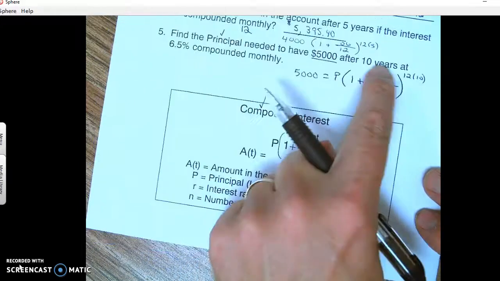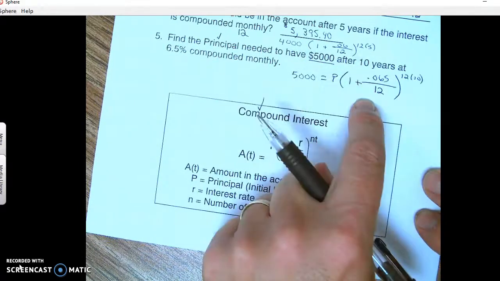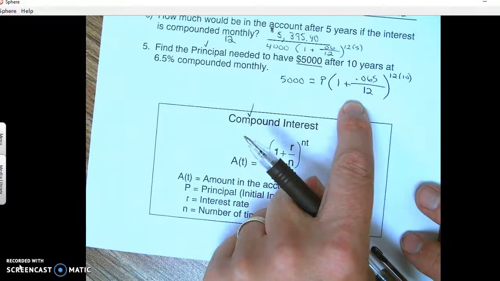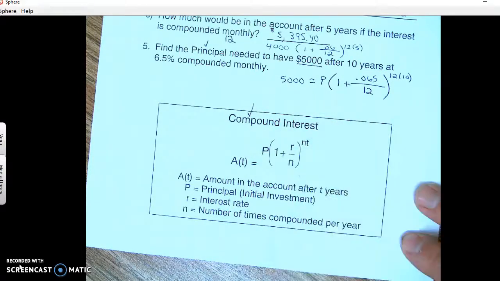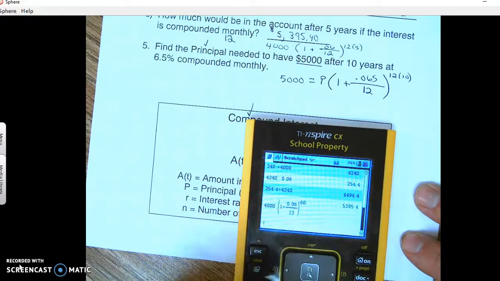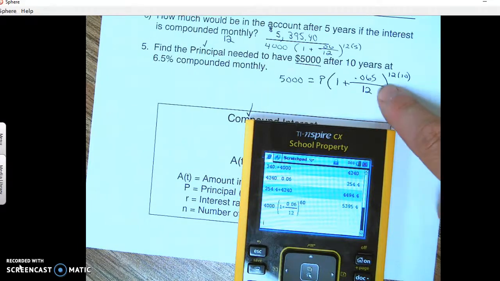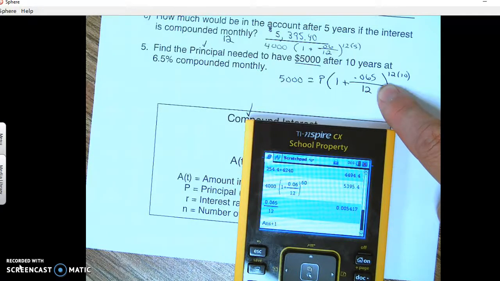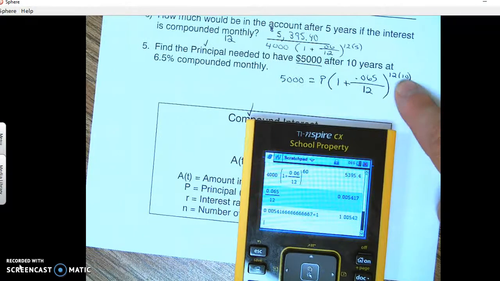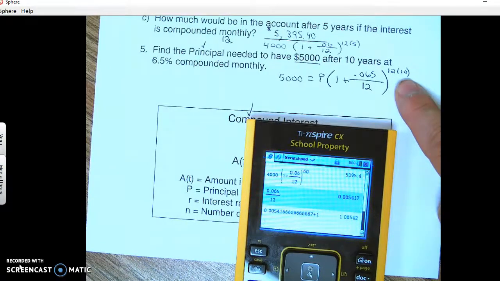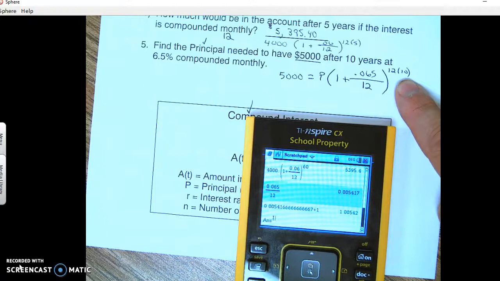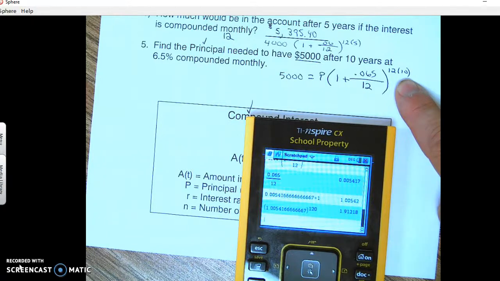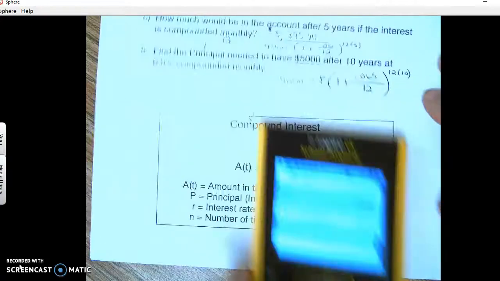So the first thing I'm going to do is I'm going to simplify this side. So when you're simplifying something, you start with the grouping symbol. So we're going to have, inside the grouping symbol, 0.065 divided by 12 plus 1. Okay, raise that to the 120th power.